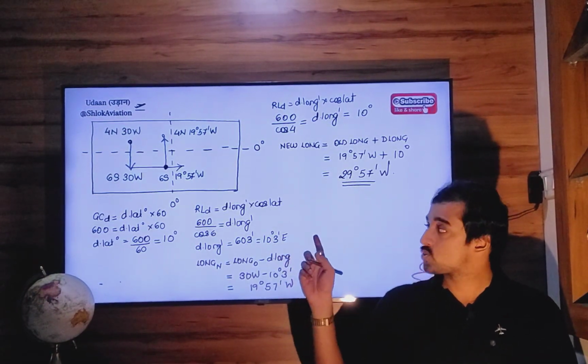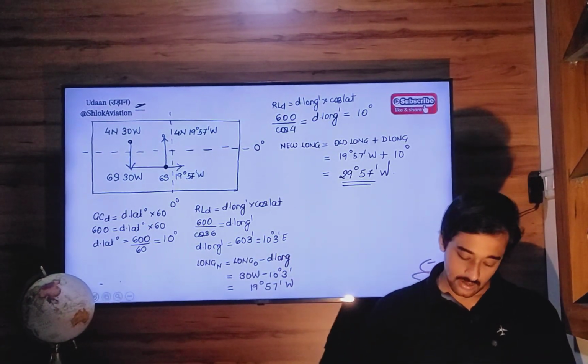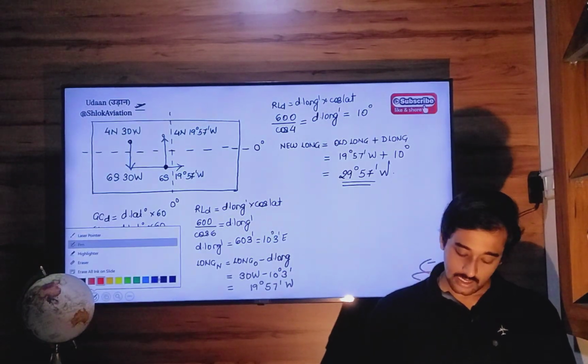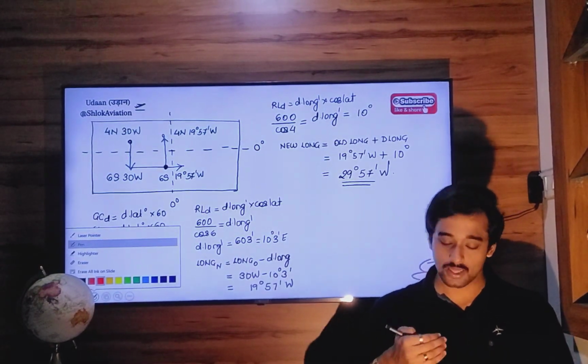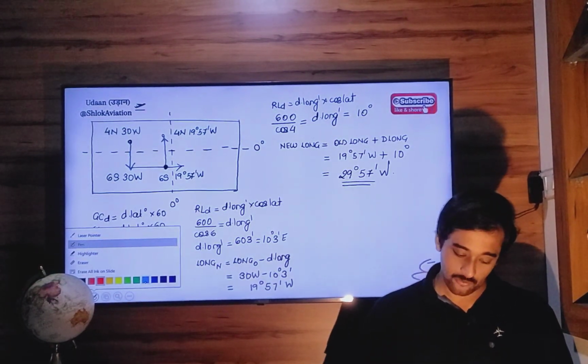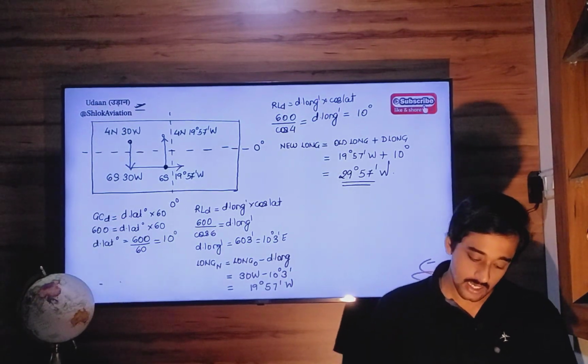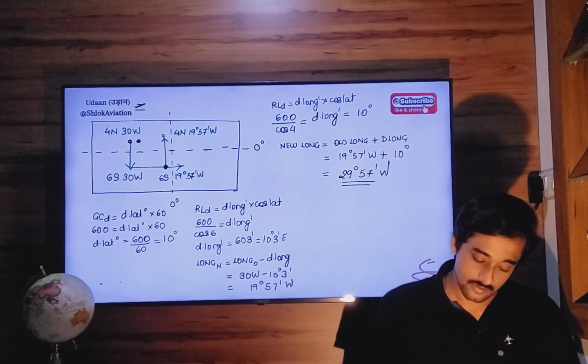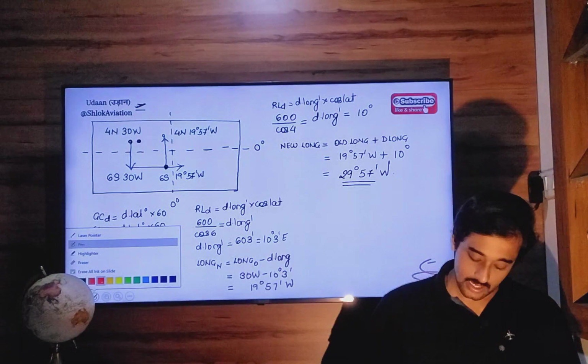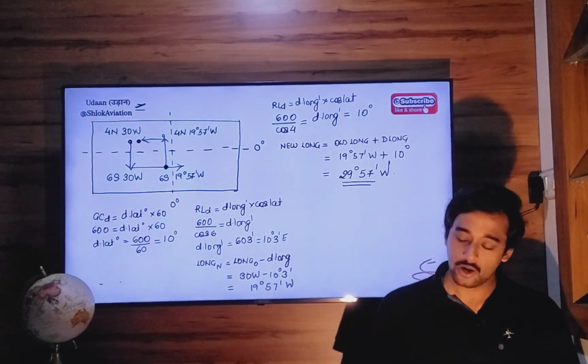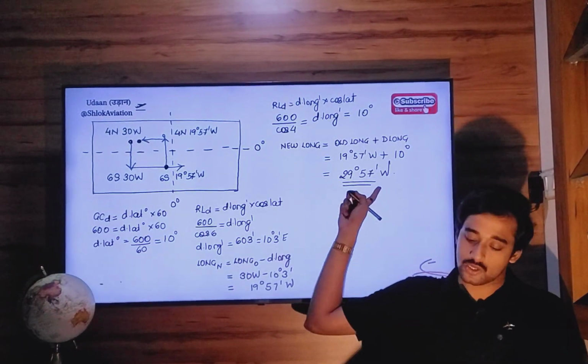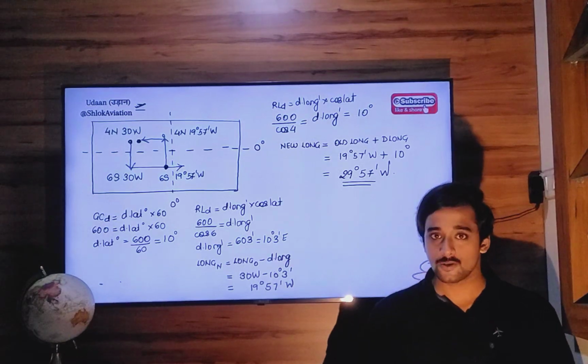So it is very close to 30 degree west, but it is 3 minutes before that. So your final position is somewhere here. So you are going to select that value which is closest to this longitudinal value.